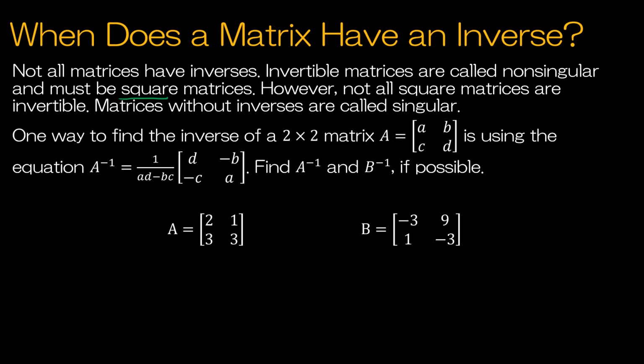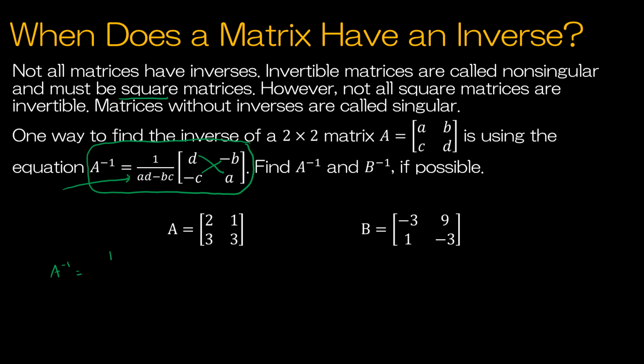So one way to find the inverse of a 2 by 2 matrix is using this equation. Now I'm going to show you several ways to find the inverse of a 2 by 2, of a 3 by 3, and so forth. And in this case, we're just going to practice using this equation. We're going to take 1 divided by the product of A times D minus B times C, which means you're going to be multiplying the diagonals. So let's find A inverse.